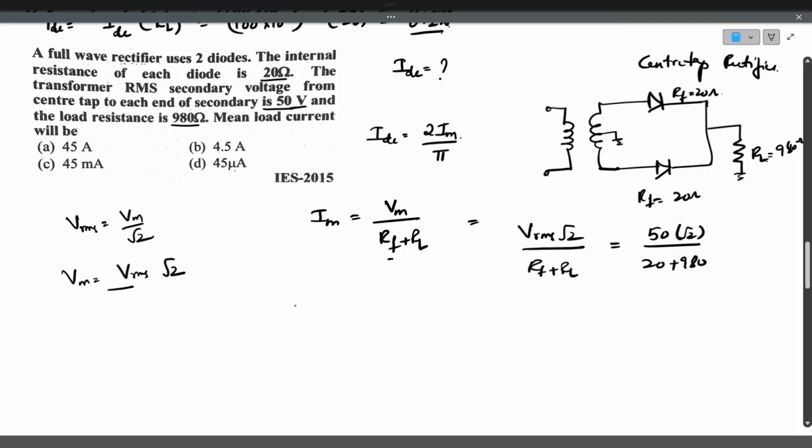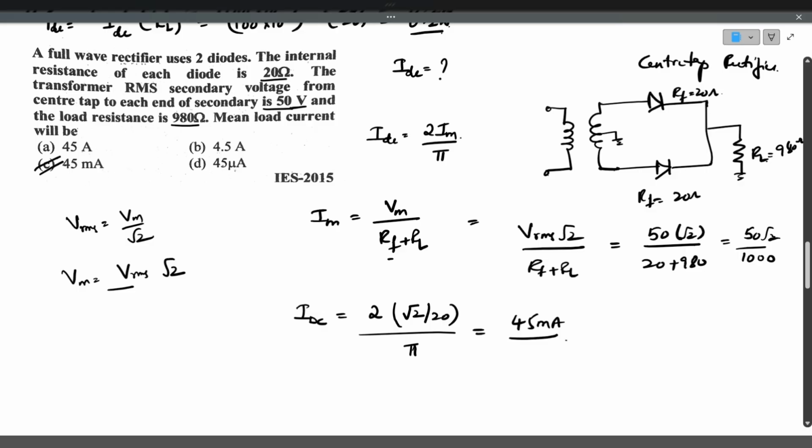Now, substituting this value here in IDC, that is I average is equal to 2 Im by pi. Here, what will be this value? 50 root 2 divided by 1000. So it is root 2 divided by 20, root 2 divided by 20 divided by pi. So the answer will be 45 milliamps. Answer is option C.